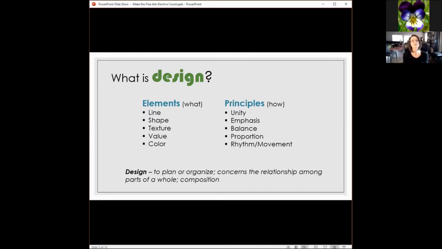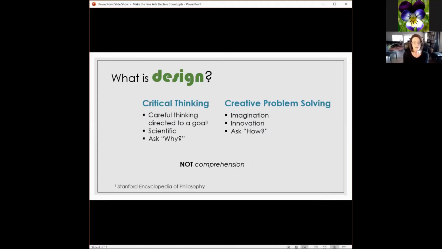But it goes farther. It goes beyond that. It goes past even just your arts classes. So what really is design? Well, when we're working with those elements according to those principles, we are really teaching critical thinking, and we're using creative problem solving. And these are things that have application way beyond just creating a work of art.